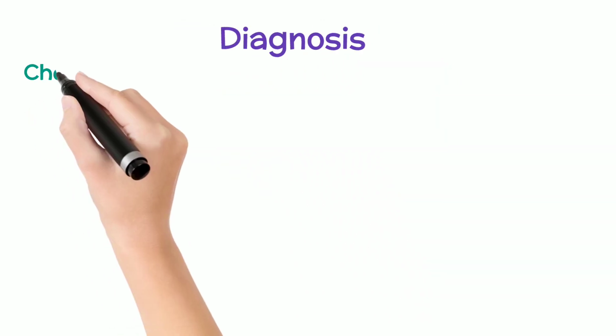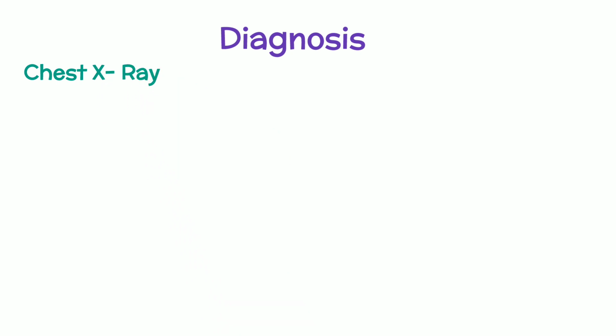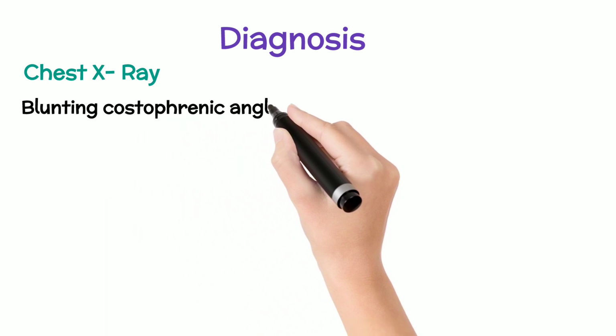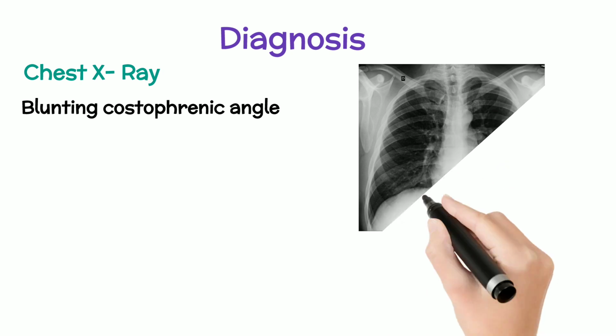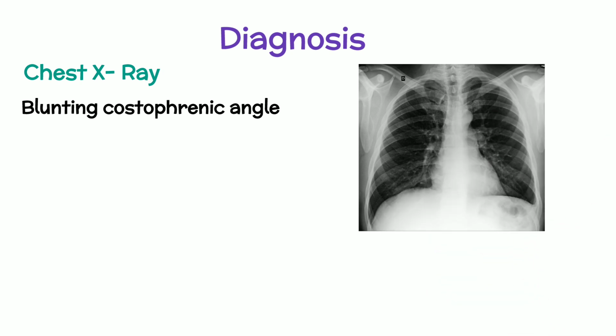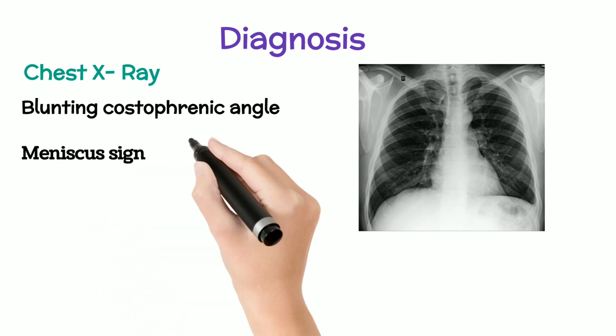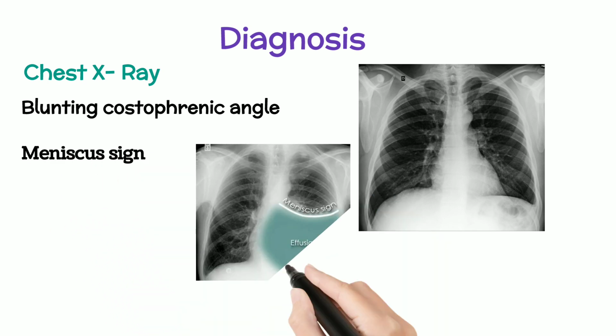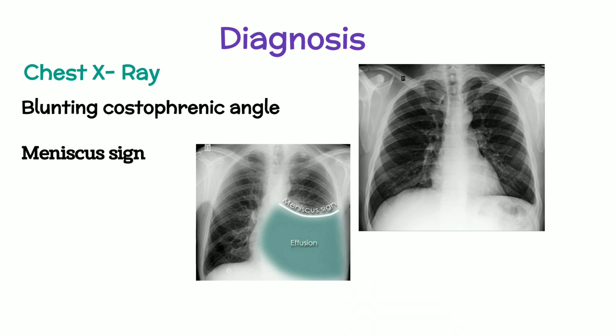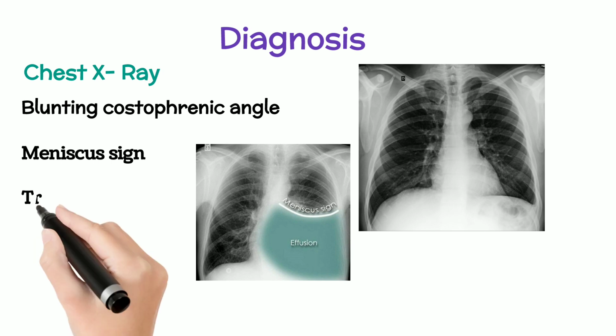Diagnosis. Chest radiograph is an excellent initial imaging tool to identify pleural effusion. In X-ray, we can see blunting of the costophrenic angle on a postero-anterior, erect radiograph. If there is a massive, large effusion, the meniscus sign can be seen. Meniscus sign means blunting of the costophrenic and cardiophrenic angles.